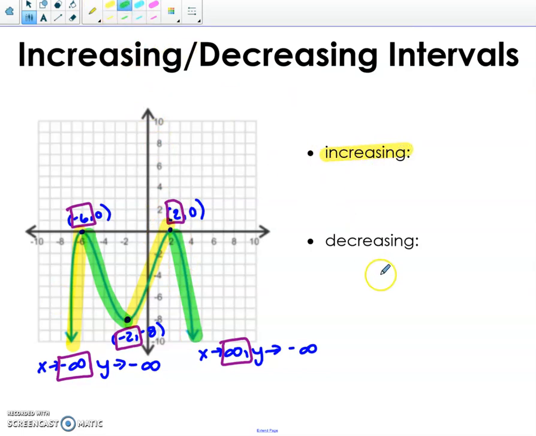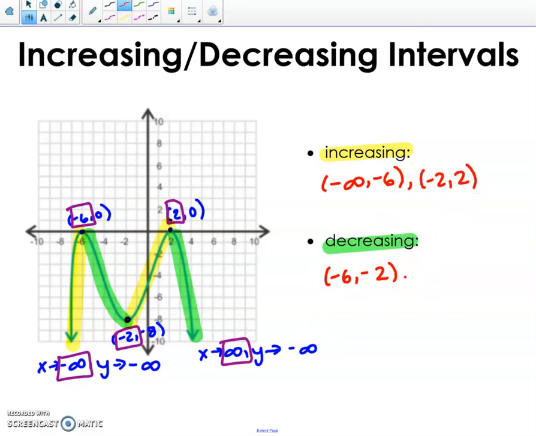So to write our intervals, we can say that we would be starting from left to right. We are increasing from negative infinity to negative 6. Then we decrease from negative 6 to negative 2. Then we increase from negative 2 to 2. And then we decrease from 2 to infinity.